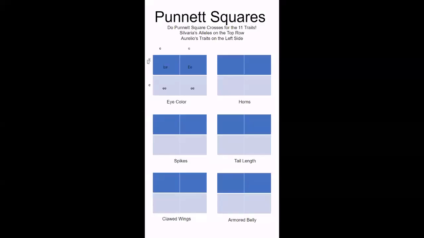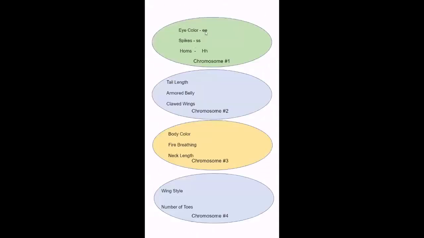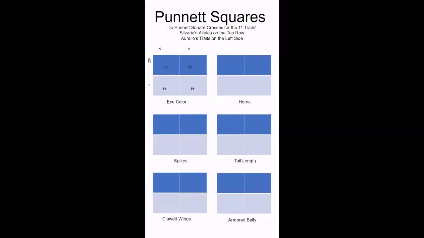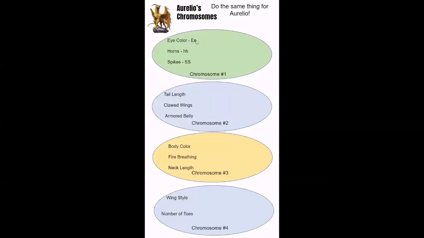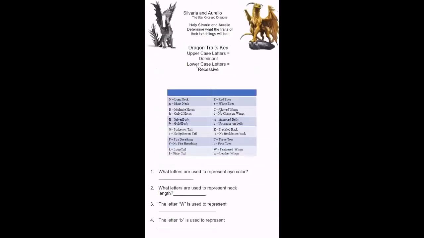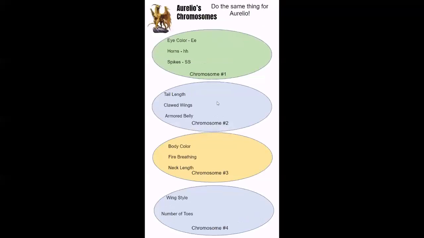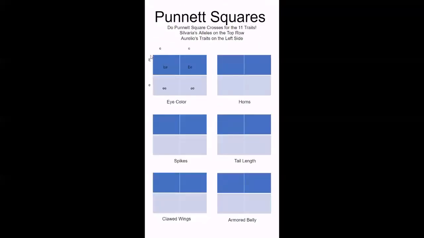So let's do the first Punnett square here for eye color. Notice that each Punnett square has a trait. We're going to put Silvaria on the top. And we determined here that Silvaria had little e, little e. And we're going to put Aurelio on the side. And it was determined that Aurelio had big E, little e. According to the key, big E, little e is what? What color eyes does Aurelio have? Red eyes. Yep, red is dominant. So we've got our square set up.